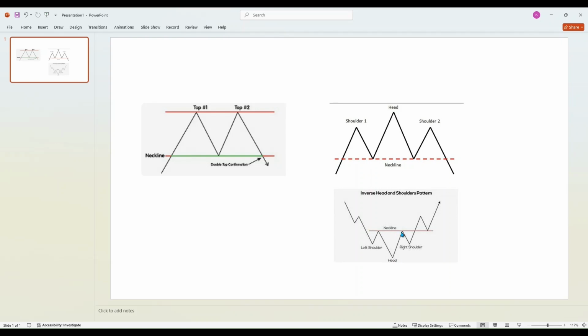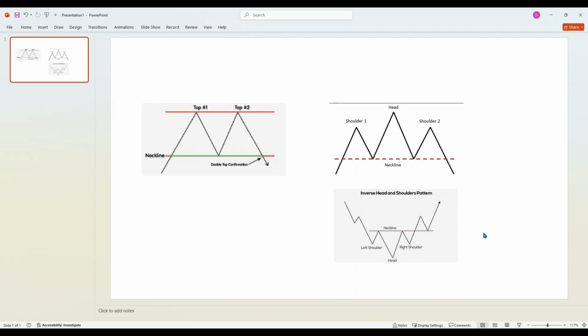The neckline is formed by the higher of the two highs here. It need not be a horizontal line like this, it is. And then the break of this head and shoulders pattern will be confirmed after the neckline is broken, which is the higher of these two highs. So that's how your inverted head and shoulders will form.